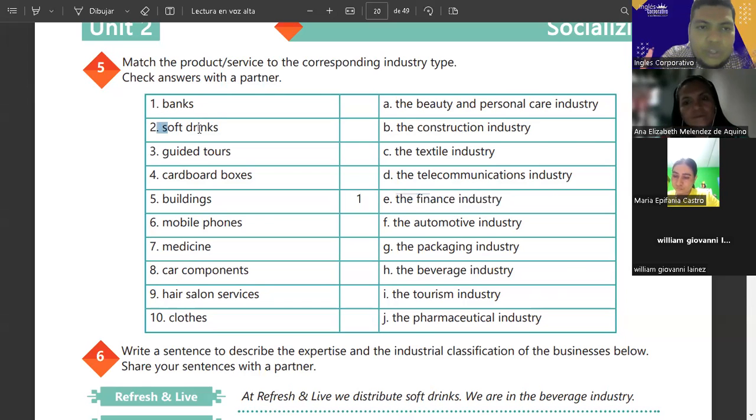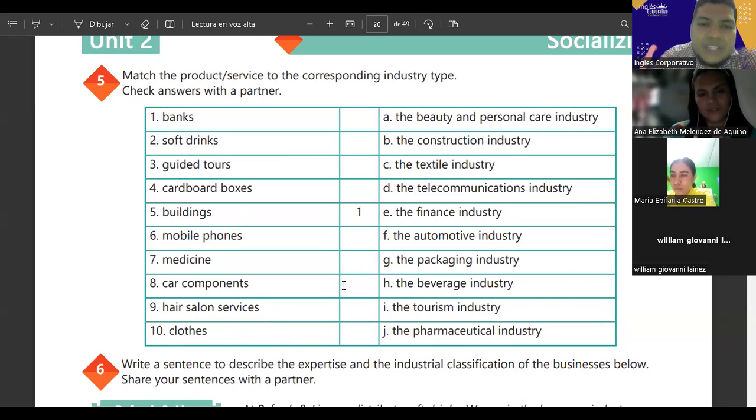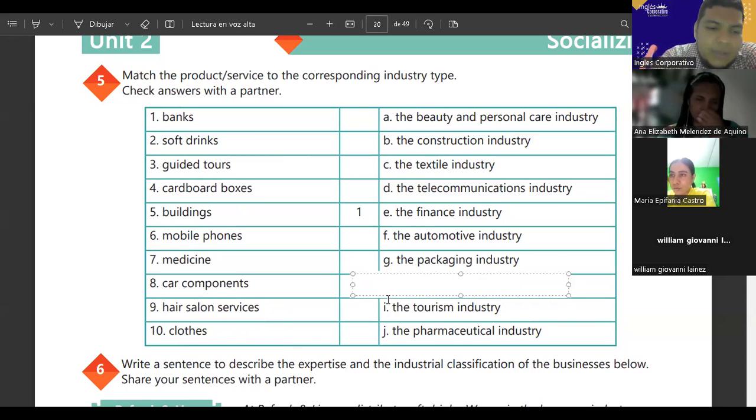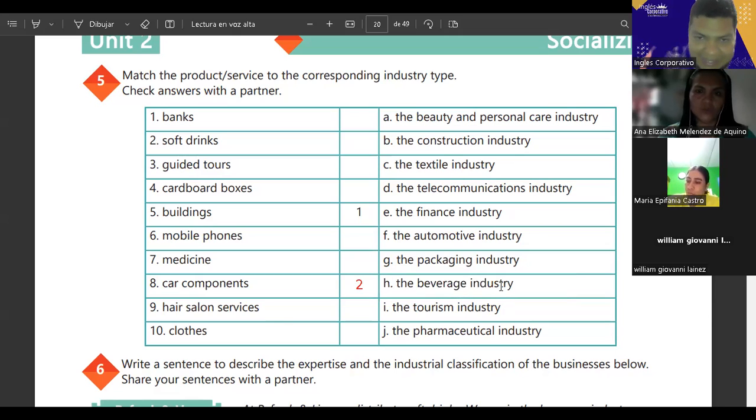So for example, soft drinks. What is the soft drinks here, people? What can this be? Frescos. Right, so where would you actually add here? A, B, C, D, F, H, the beverage industry. That is correct. So it's gonna be number two, okay? Well, let me check it out here so we can use this one. Two, there you go, excellent. Number three, guide tours. Volunteer? G.